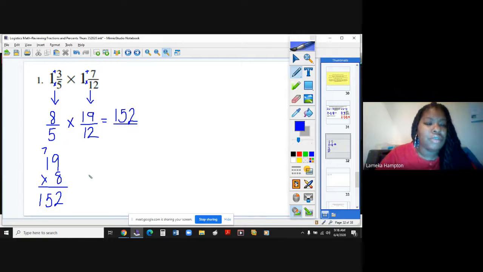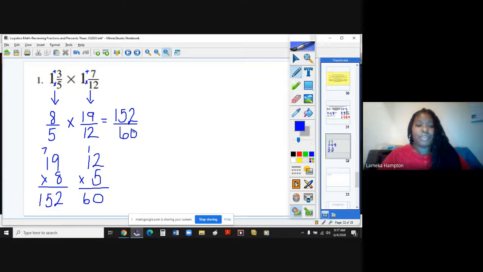And then I am also going to go ahead and multiply the bottom numbers together, which gives me 12 times 5. Okay. 2 times 5 is 10, so 0. I am going to carry my 1, and 1 times 5 gives me 5. Add it to 1 gives me 6. So my denominator is going to be 60.